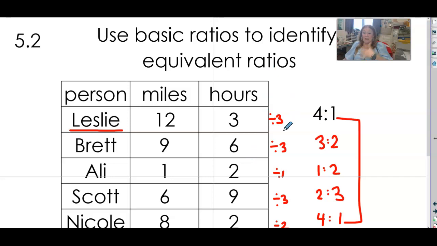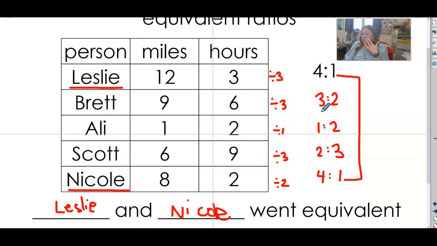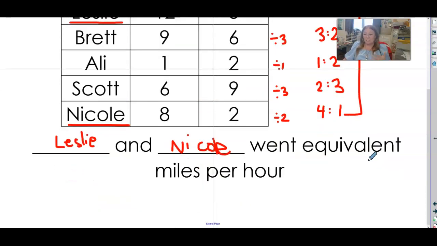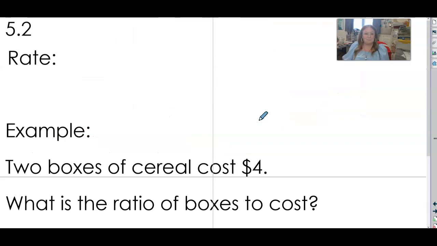So again, we took it back to that simplest form. There's not a place for it. We just want to do that to be able to compare them. So that simplest form, that basic ratio, is really going to help us make sure we have equivalent fractions.